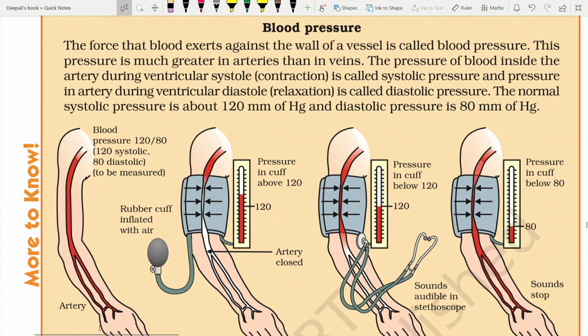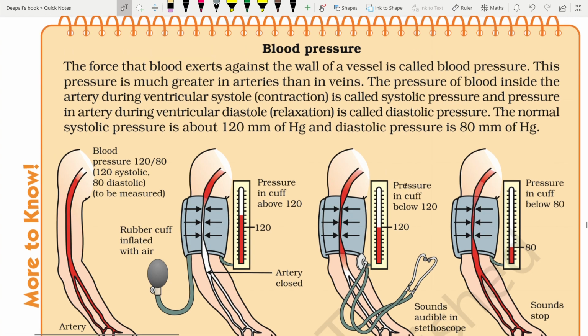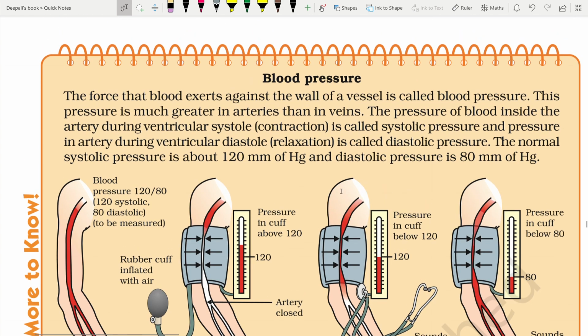Now let us see what is blood pressure. The force that blood exerts against the walls of the vessel is called blood pressure. This pressure is much greater in arteries than in veins. The blood pressure inside the arteries during ventricular systole, that is contraction, is called systolic pressure. And the pressure in the arteries during ventricular diastole, that is relaxation, is called diastolic pressure.